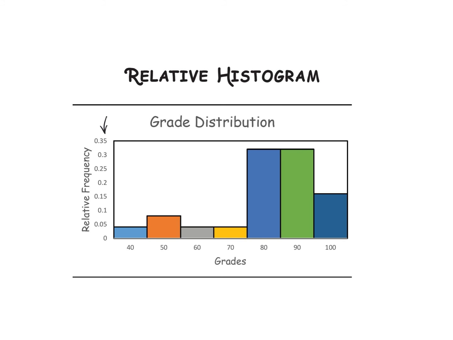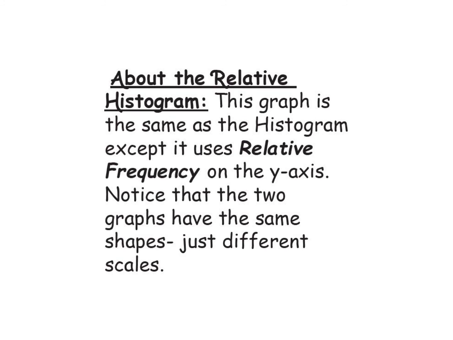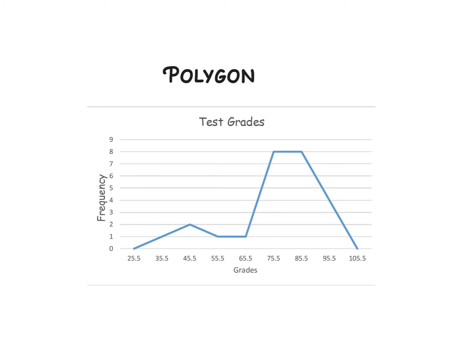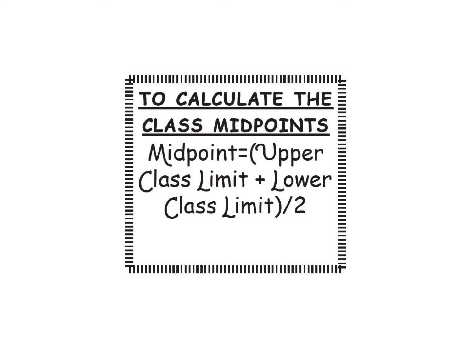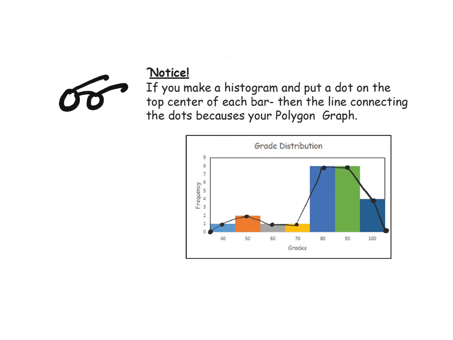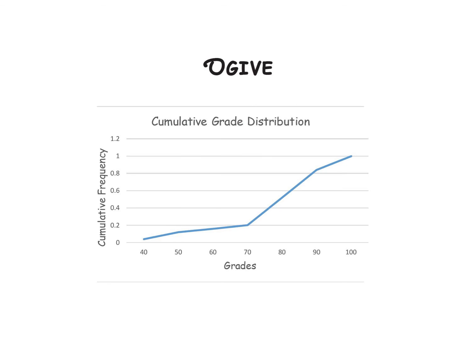This is a relative histogram, which means we're looking at the percent instead of the frequency on the y-axis. A polygon is basically my polygon right there. When you need to calculate the midpoints of your classes, you take the upper class limit plus the lower class limit and divide it by 2. So again, this is just an example of the histogram.